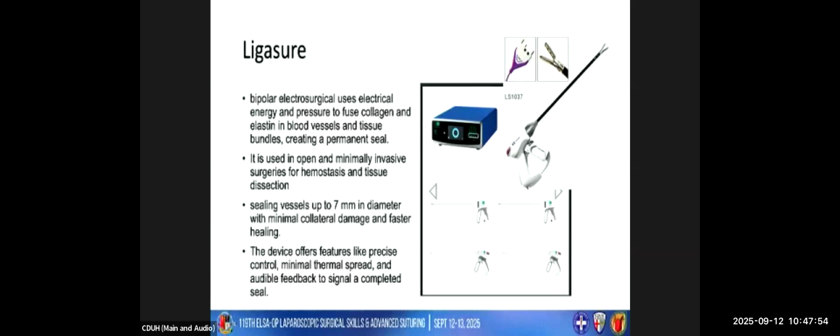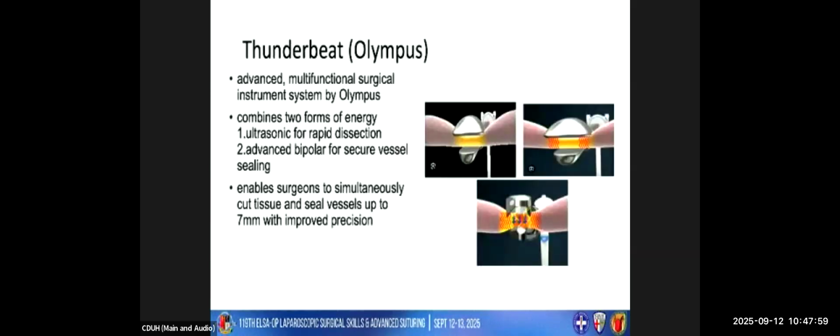The next would be your Thunderbeat, which was a question earlier. So the Thunderbeat is an advanced multifunctional surgical instrument system by Olympus, and it combines two forms of energy: ultrasonic for rapid dissection and advanced bipolar for secure vessel sealing. So this was the answer to the question. It enables the surgeon to simultaneously cut tissue and seal vessels up to 7 millimeter with improved precision.